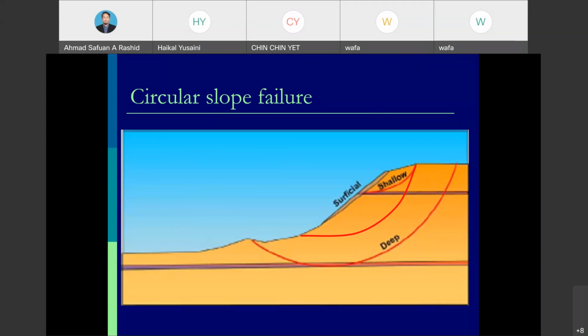This type of failure depends on the analysis and on the soil properties. It is the product of any analysis that we make later on, either by using numerical or manual methods. The best is to use the numerical approach, or to use software, to determine the type of failure, either superficial, deep or shallow.